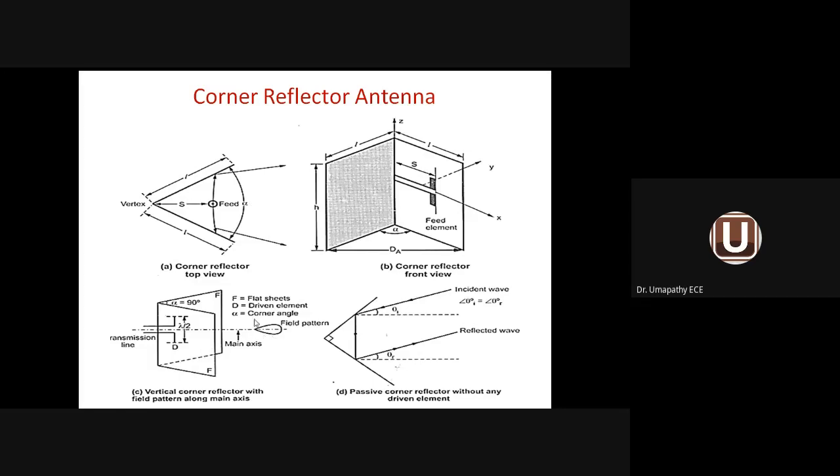Alpha is the corner angle. D is the driven element. Driven element means feed or dipole. F is nothing but the flat sheet. But look at figure D, which is totally different from A, B, C. This figure is radically different from the other 3 figures.